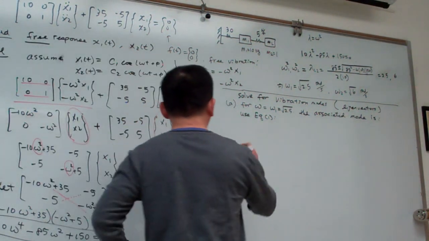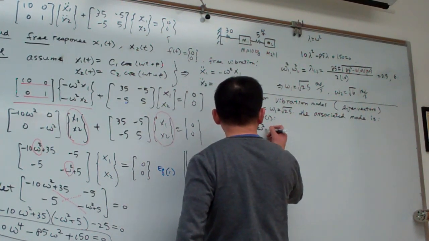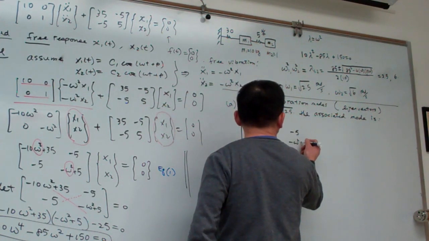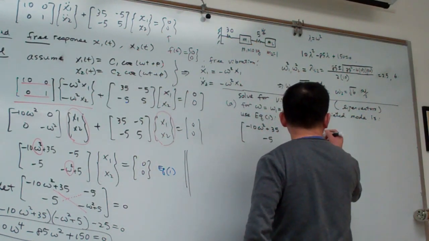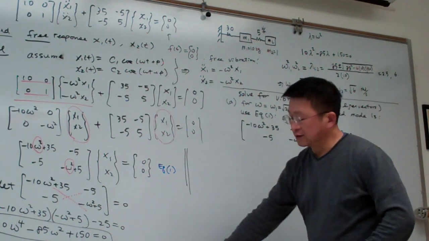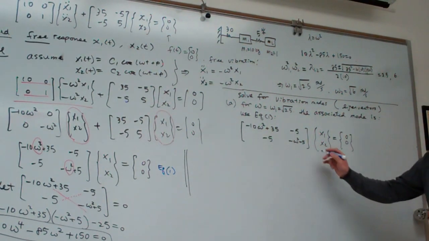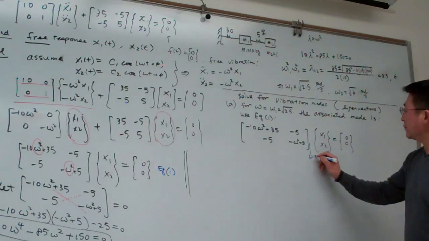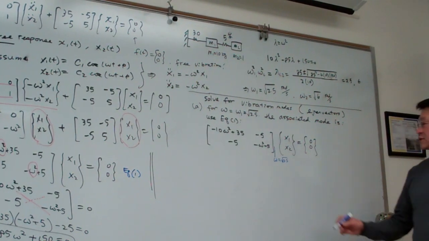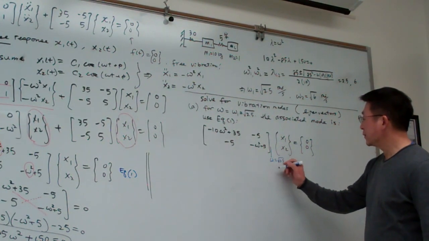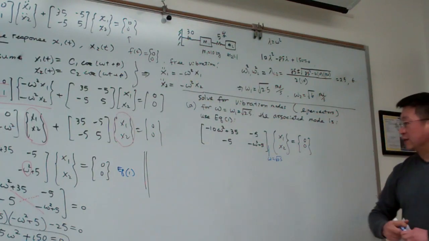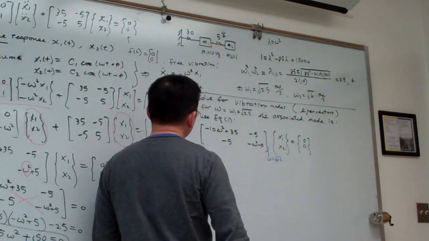So let me rewrite here. That is minus 10 omega squared plus 35 minus 5. And then using these equations, we simply plug in omega equal to 2.5 square root, or equivalently, whatever, we just put it here. Using this value plugged in, the matrix is simplified into this.